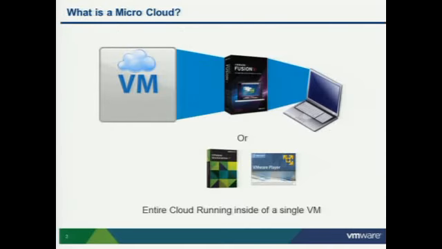Okay, so what is a microcloud? A microcloud is a single virtual machine that has an entire cloud running inside of it. And what that really means is it's trying to provide you, in our definition, a platform as a service, an operating system, all of that bundled into this single VM. And that VM can then be run using Fusion, Workstation, or Player.